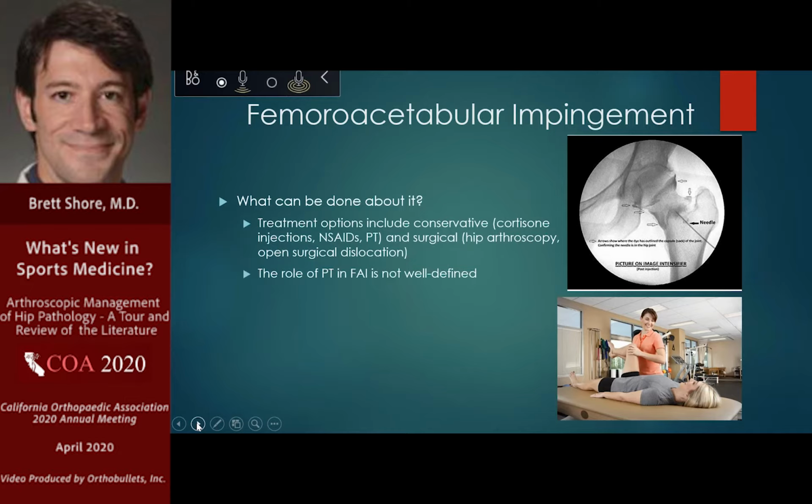What can be done about it? Well, treatment options include conservative treatment, cortisone injections, anti-inflammatories therapy, and surgical treatment. Additionally, the role of physical therapy in FAI, although we frequently prescribe it for patients, it's not really well defined.